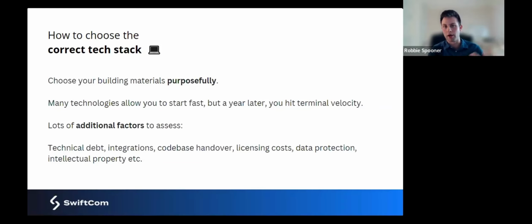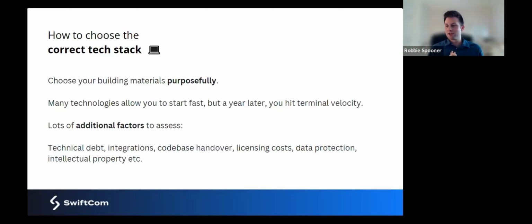The common ones that are thrown around are technical debt, which is somewhat, how do you have an accumulation of these quick fixes that you do without really addressing the core issues? How does that lead to this kind of debt that needs to be solved over time or is growing over time? Integrations: do you have difficulty merging with different system components? But of course, things like code-base handover. How easy is it to give to other developers? Licensing costs of certain kinds of low-code systems, for example, data protection, intellectual property. The list goes on and on.